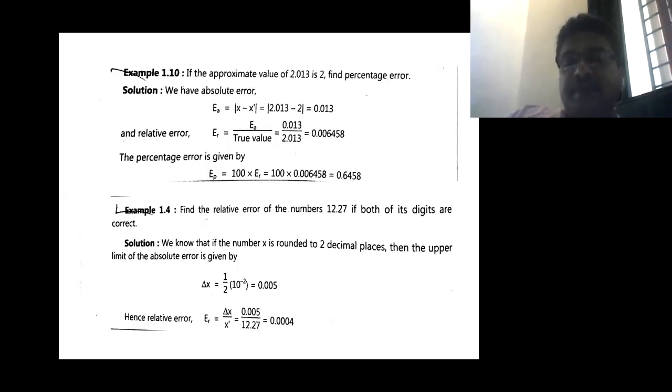1/2 10 raised to minus n, and n is 2, and therefore we have the answer 0.5. The number is rounded to two decimal places, and therefore the absolute error is this. And then the relative error is what? Absolute error divided by the true value, or the value of the number, which is 12.27, and this is the relative error.